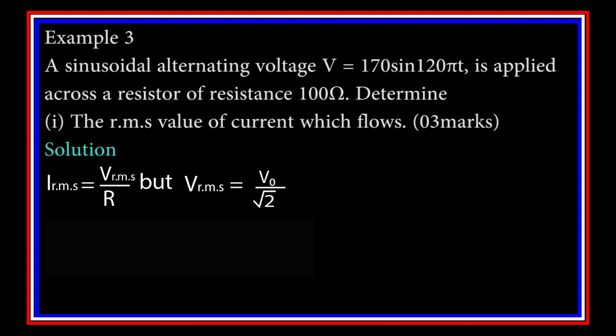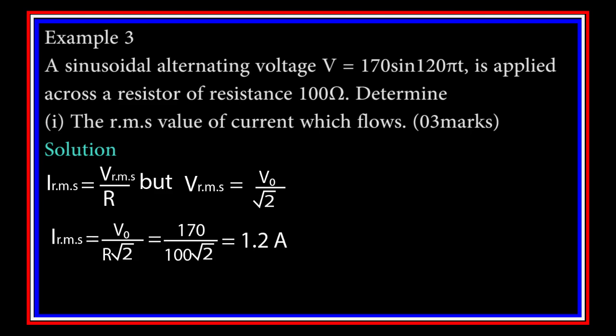IRMS is equal to VRMS over R. But VRMS is equal to V naught over root 2. Therefore, IRMS is equal to V naught over R root 2, which is equal to 170 over 100 root 2, which is equal to 1.2 A.